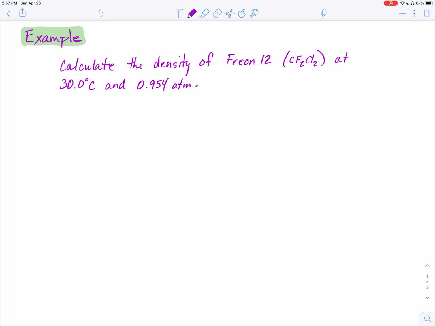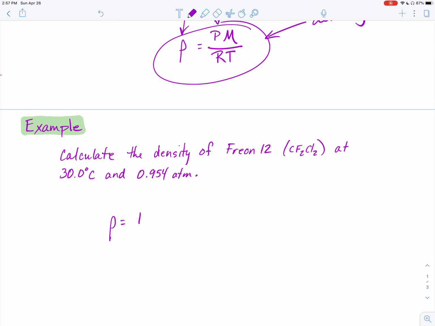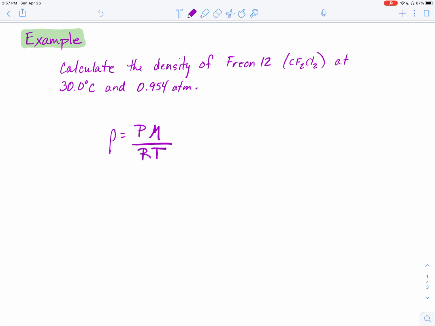So this problem says calculate the density of Freon 12, which is CF2Cl2, at 30 degrees Celsius and 0.954 atm. So again, we need to use our equation: density equals the pressure times the molar mass divided by RT. Let's start by writing our values down on the right-hand side and make sure they're all in the proper units before we plug them in.